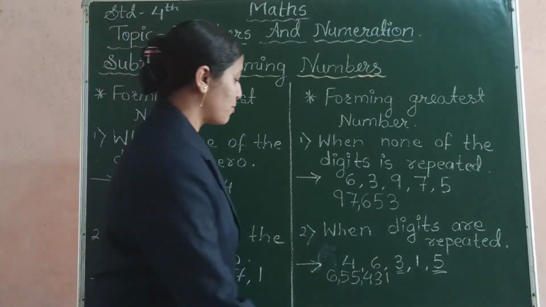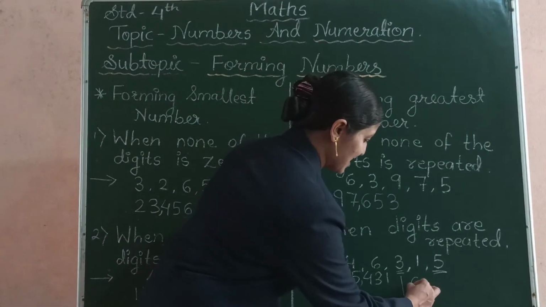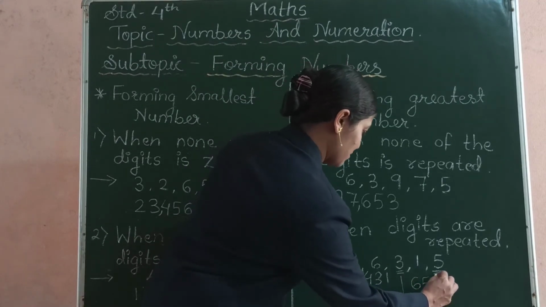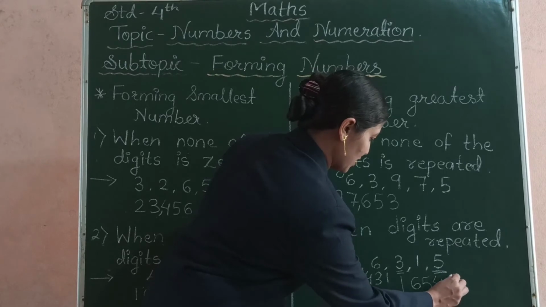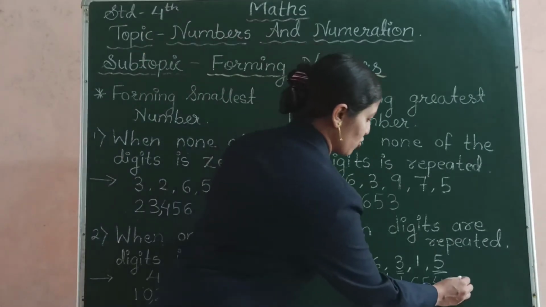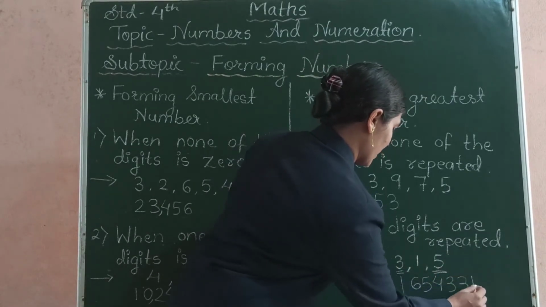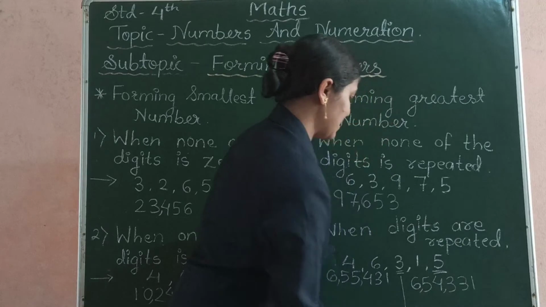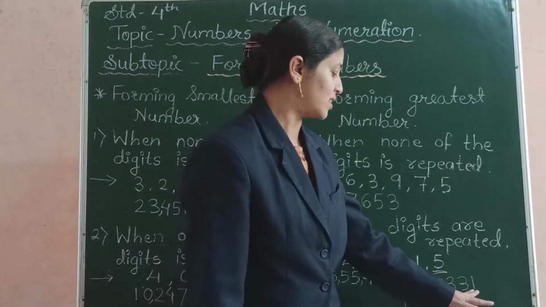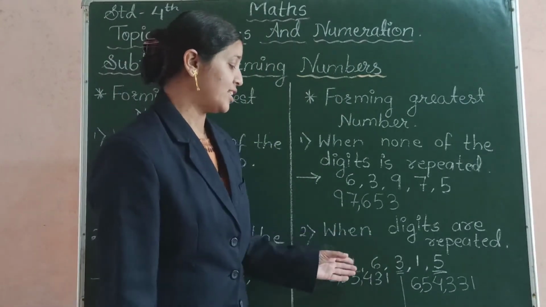Okay, suppose we are asked to repeat the digit 3. So how will we form it? We will write it like this: 6 is the greatest digit. Then comes 5. Then comes 4, and next to 4 comes 3. And 3 has been asked to be repeated. So we will repeat the digit 3, and the next one is 1. So the number formed is 6,54,331.